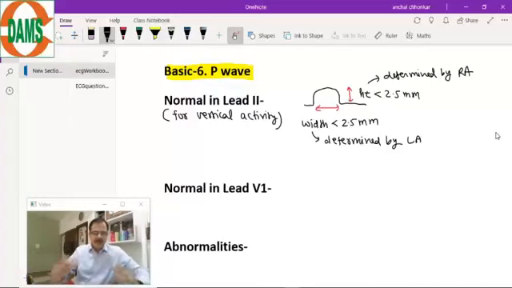activity. So once again repeating, the width of the P wave normally in lead 2 is less than 2.5 mm and it is determined by the left atrial activity, while height is less than 2.5 and this is determined by the right atrial activity. So if there is left atrial enlargement, width will increase. If there is right atrial enlargement, height will increase. So these are the normal P wave in lead 2.